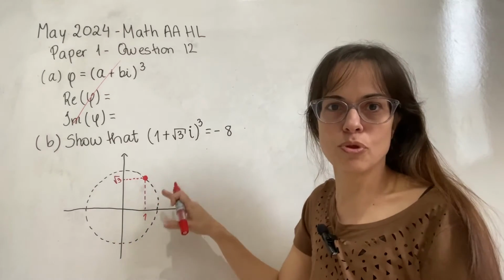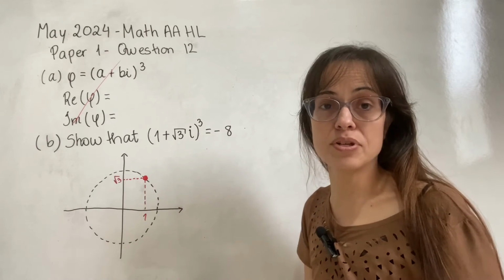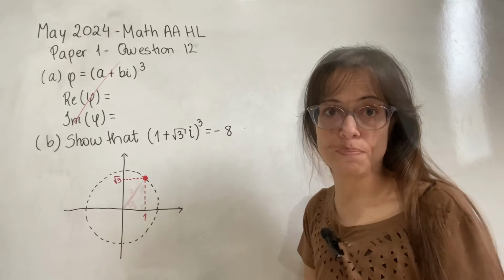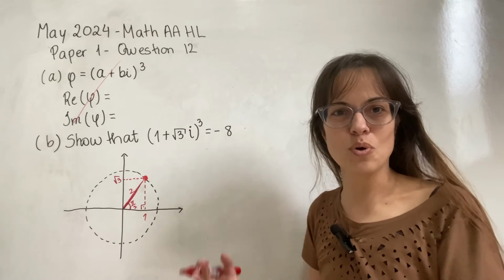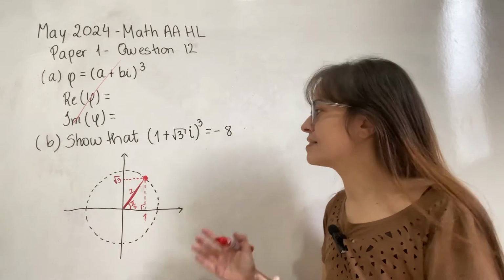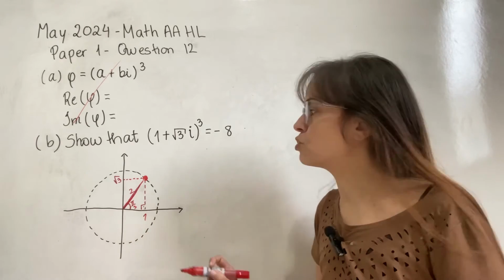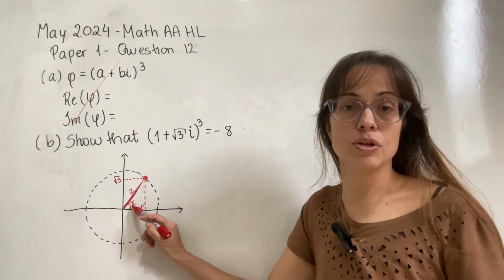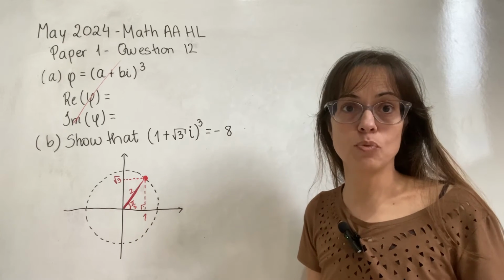1 plus root 3i is here. This is not the unit circle. This is a circle of radius 2. The reason I know this is because I recognize the numbers 1 and square root of 3 as the legs of my special triangle. So I also know that this angle here is pi over 3. I know that the hypotenuse is 2, which is the radius of the circle I'm working with.